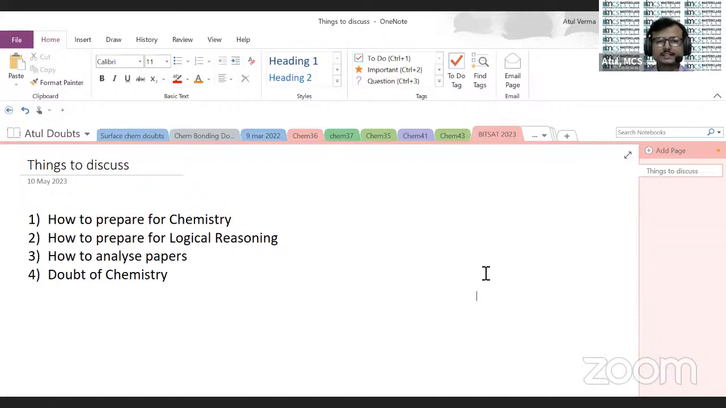So we are seeing how to prepare for chemistry. That is the first topic which we are going to discuss. I assume most of you would have already prepared for JEE Main exams, right? And in fact, you have got your results for JEE Main. You would have now understood that the level of the questions, as well as the concept in which the questions are asked in JEE Main versus BITSAT, is completely different.